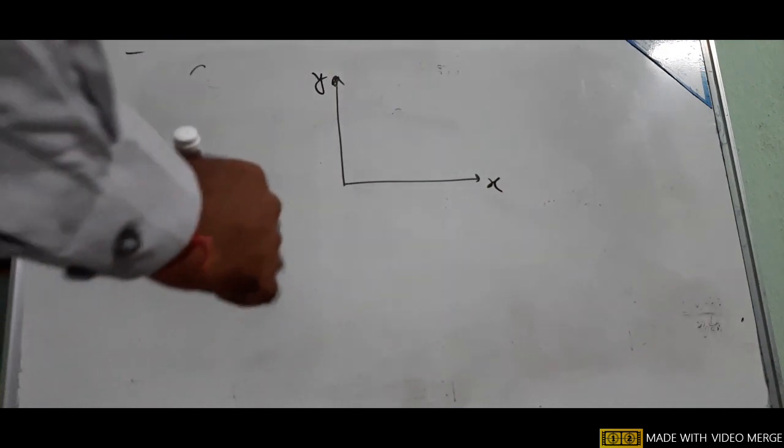So graphically, if you plot this complex plane, this is x, this is y. So we have the first complex number z1, angle is theta 1. We have z2, angle is theta 2. Similarly, we have zn, which is represented by theta n.